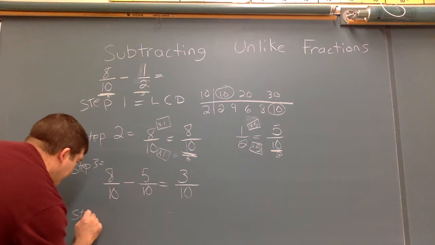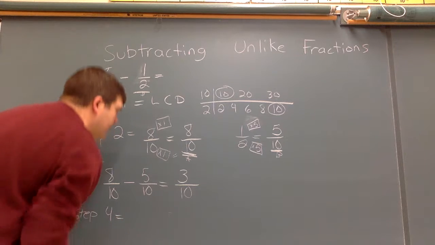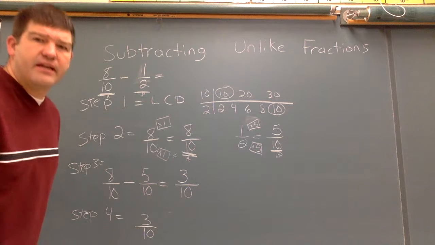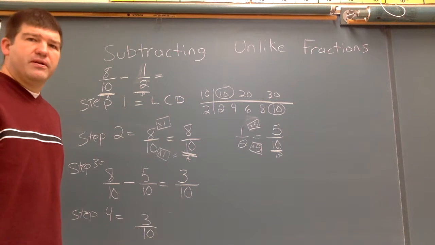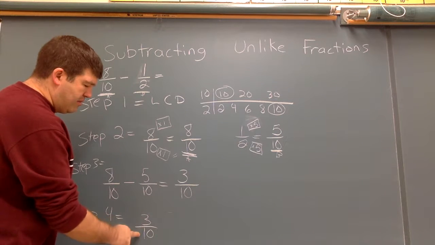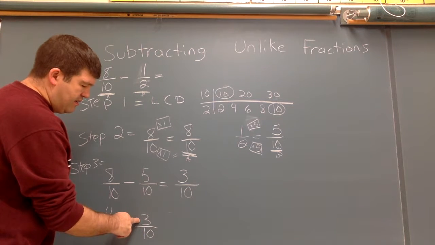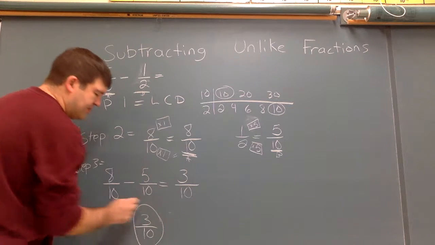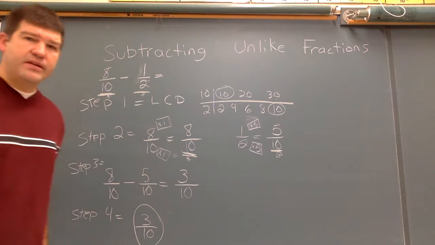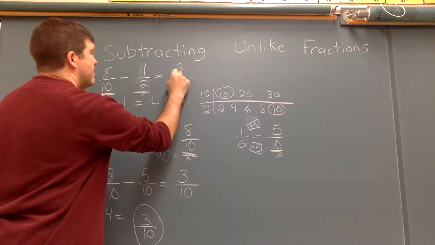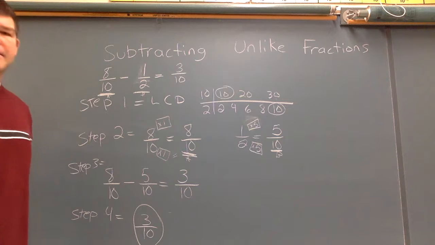Step 4 is to reduce. Can I take 3 tenths and make it any simpler? Well, 3 doesn't go into 10. They're both not even. The only numbers that go into 3 would be 3 and 1, and since 3 doesn't, nope, that's the simplest I get. So I can't reduce it. So 3 tenths. So 8 tenths minus 1/2 equals 3 tenths.